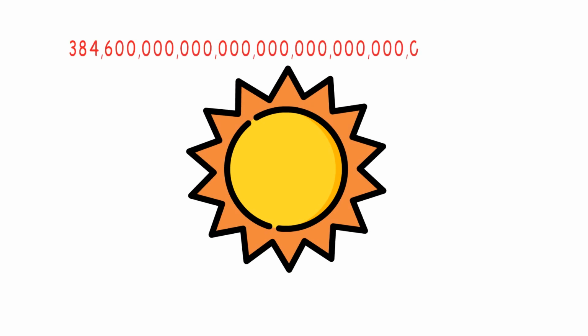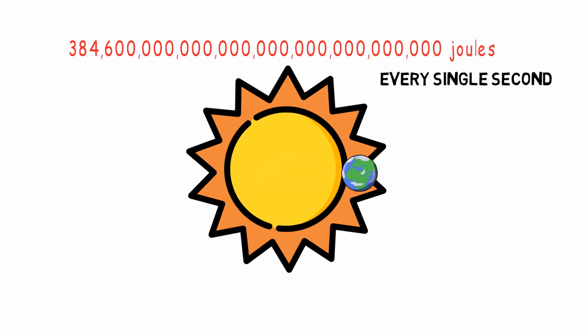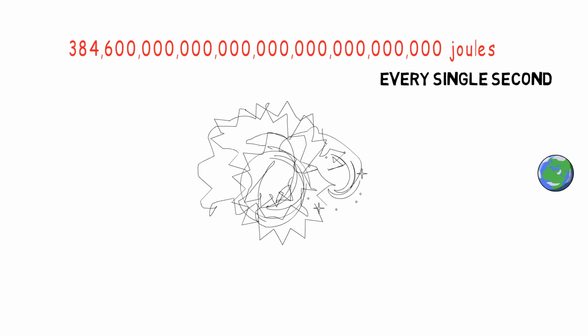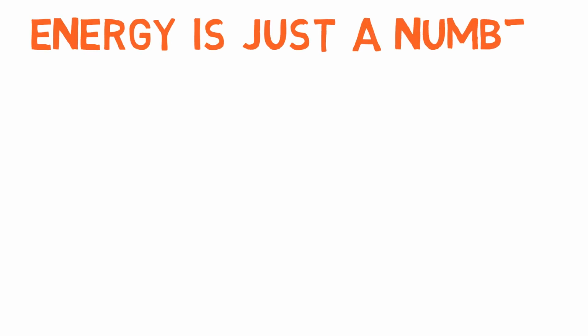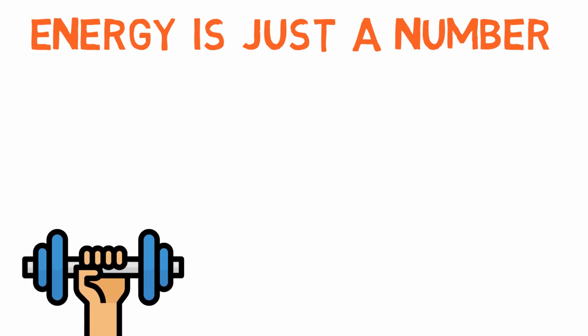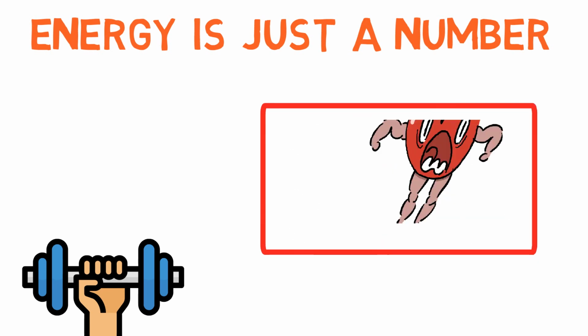The sun emits 384.6 trillion terajoules every single second. You can literally move the earth with that much energy. And if you focus all that energy to a single point, you can create a black hole and destroy the sun itself. But after all this discussion, what energy boils down to is just a number, which when you have large amounts of it together, you experience different properties of energy, like mass and gravity.